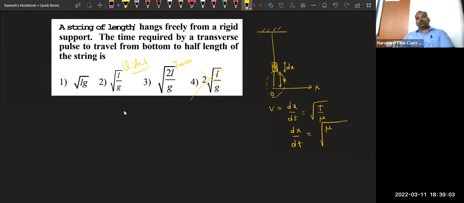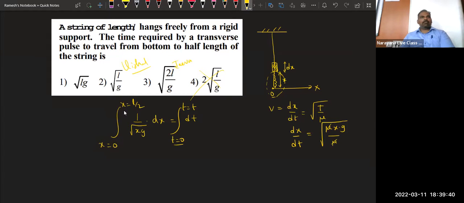That is mu into x into g only. Only this weight is providing tension at that point. So mu, I mean linear mass density, into length, divided by mu. Mu cancels out. So what can I write? Under root of x into g into dx equals dt. Integrate on either side. From where to where? At t equal to 0, x value how much? 0. After t seconds, x equal to how much? L by 2. So 0 to L by 2.